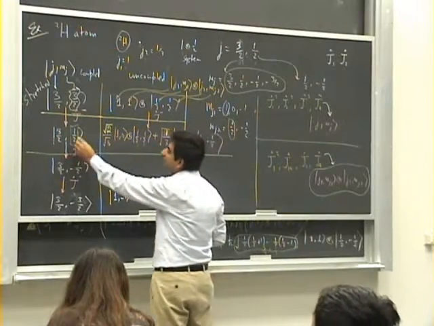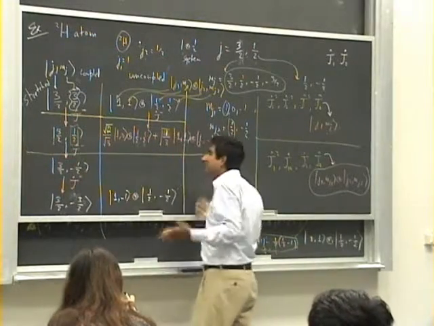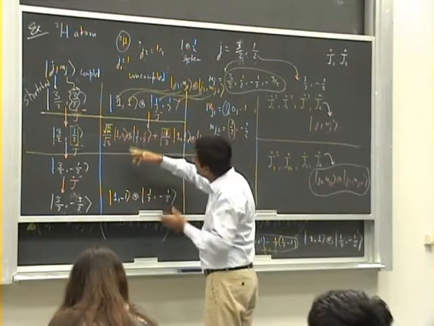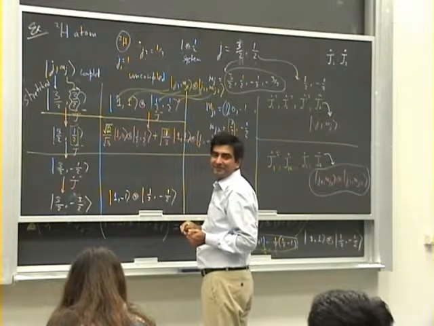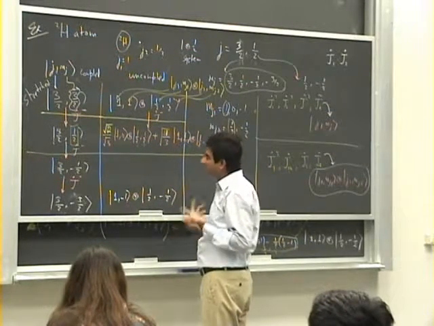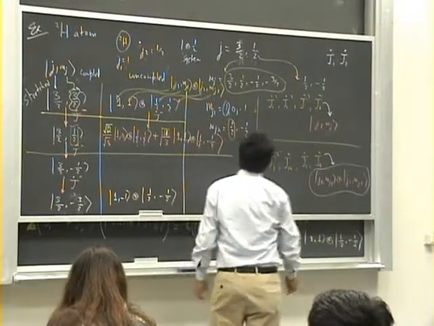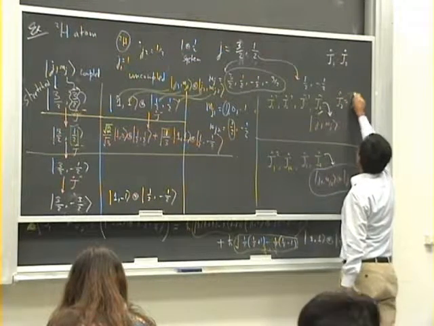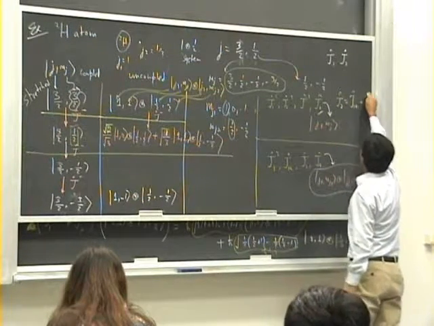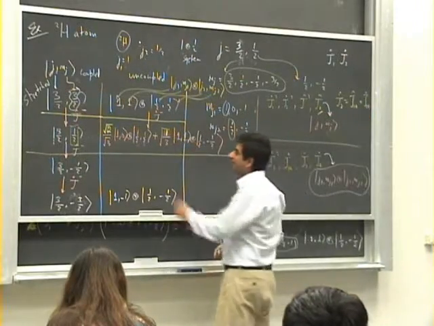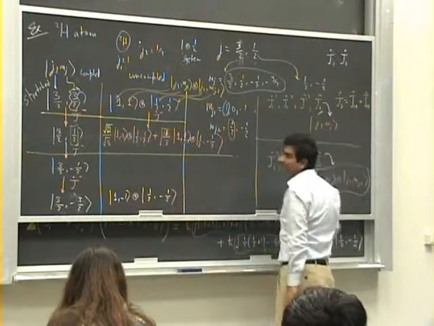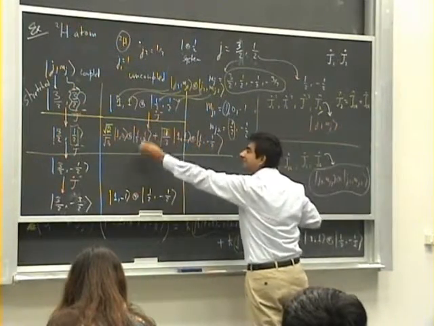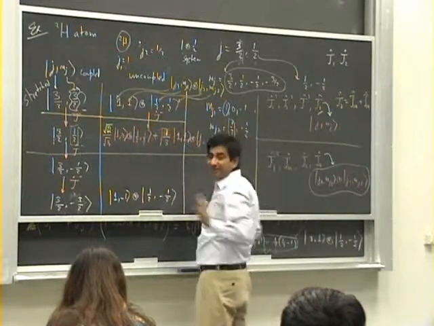Because in this total angular momentum state, the z component of the total angular momentum is always equal to the sum of the z components of the individual particles. In other words, this state is an eigenstate of Jz, but this Jz is really J1z plus J2z. Both of these states are eigenstates of J1z and J2z, even though the combination isn't an eigenstate.